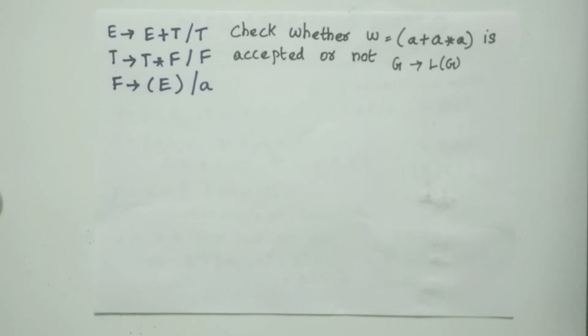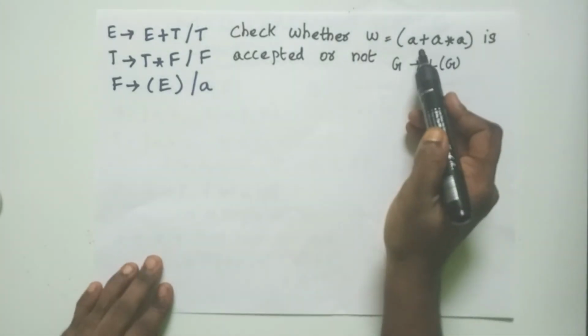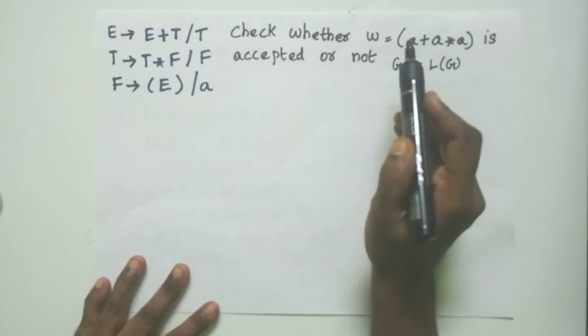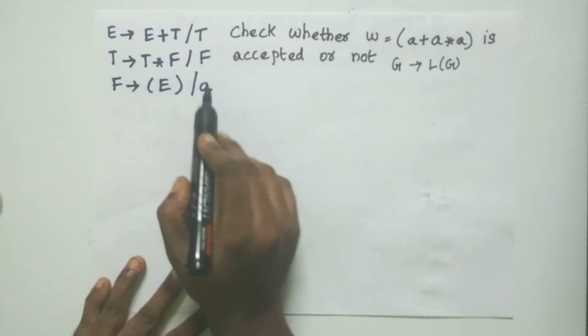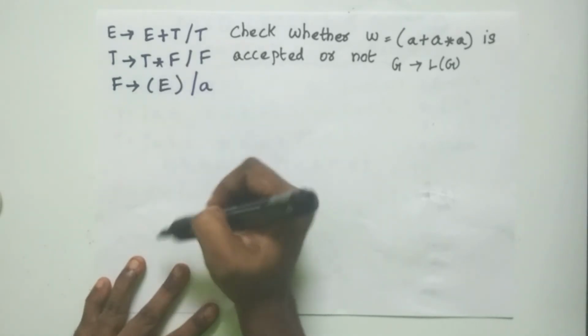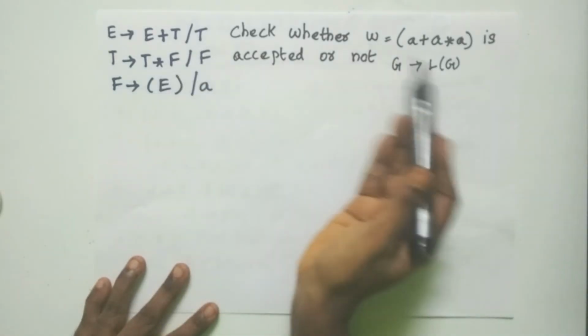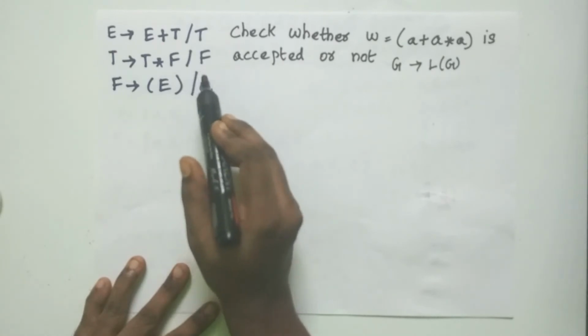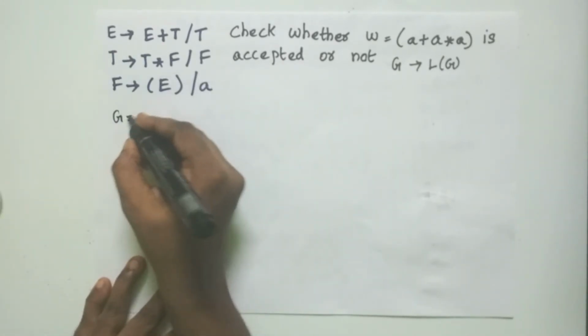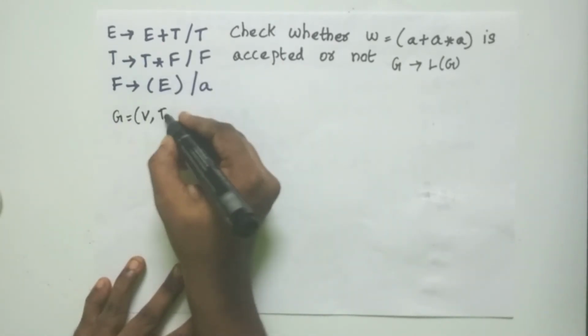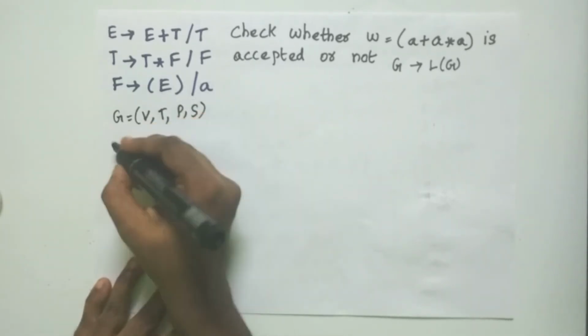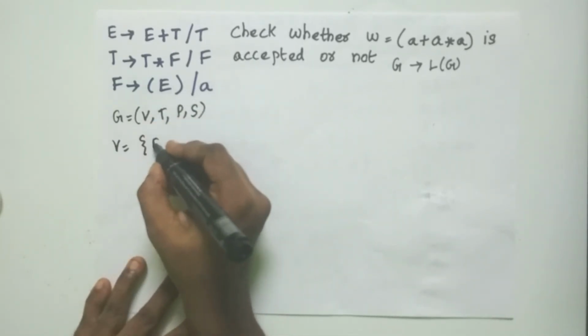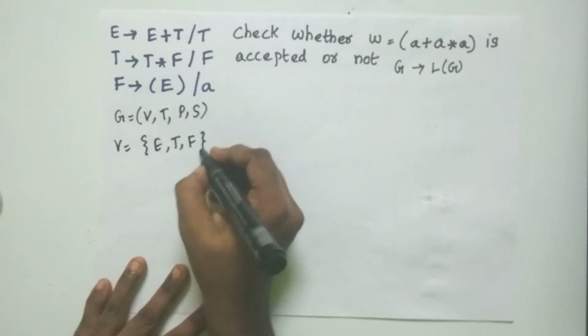Now let us see a problem where we check whether the string w equal to a plus a star a is accepted or not. So we are going to check whether this is going to be the language of the grammar. Whenever you have a grammar, the set of all strings derived from this grammar is going to be the language. So for this given grammar, first we need to write the set of all variables, terminals, productions and the starting symbol. So the variables are capital E, capital T and capital F.